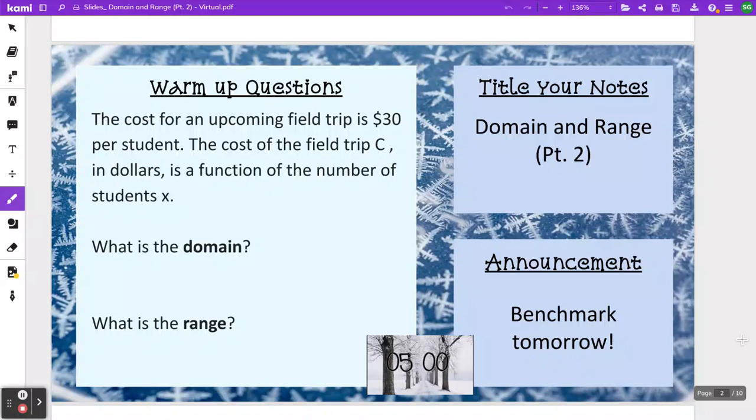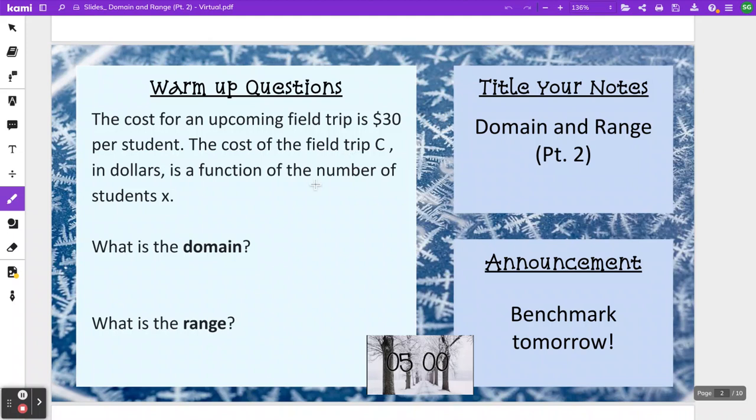Hello, algebra students. This lesson is going to be on domain and range. This is part 2, so if you did not see part 1 of this lesson, you should start with that and then come back to this video. And this is our final lesson in our unit on functions. So that means after we finish up this lesson, we'll have our last benchmark of this unit.